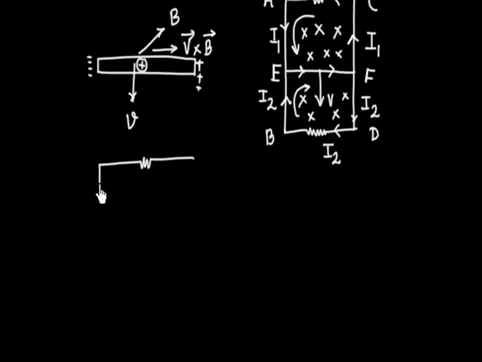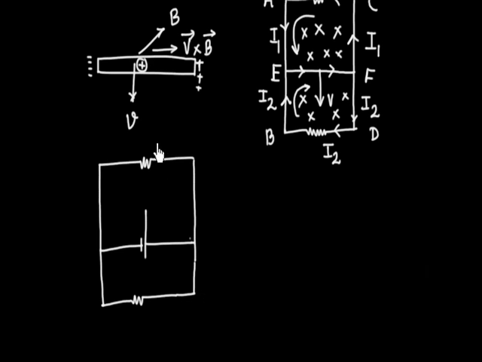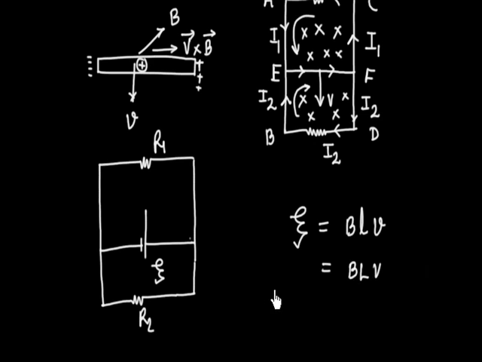I have a resistance and then a battery, positive terminal this side, and then I will have another resistance R2. So this is R1, this is R2, and this is the battery Xi. What is Xi? Xi is simply BLV, because the rod is moving with a terminal velocity, and for me this L is capital L. So Xi is equal to BLV. Now let us see if I can solve the equations.